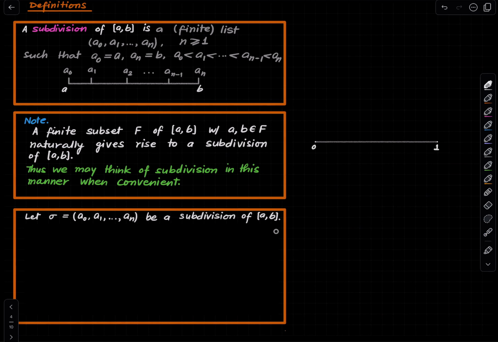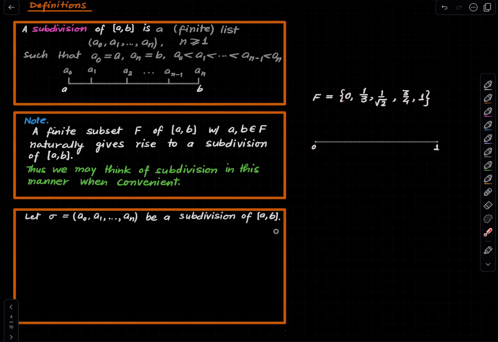And we have some finite subset of it. So let's say F is 0, 1/3, maybe 1 upon root 2 also, and maybe 3/4 and 1. So this is a finite subset of the closed interval 0, 1, which contains the left and the right endpoints. How do we get a subdivision out of it?